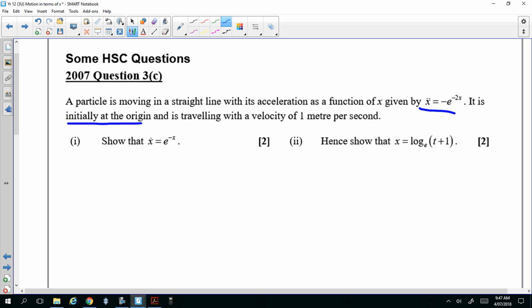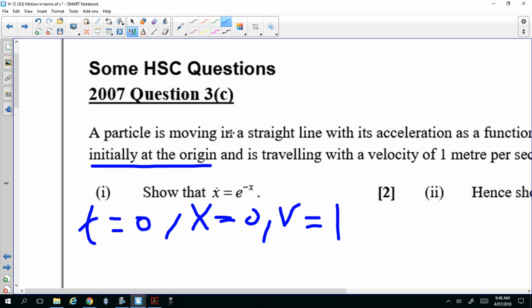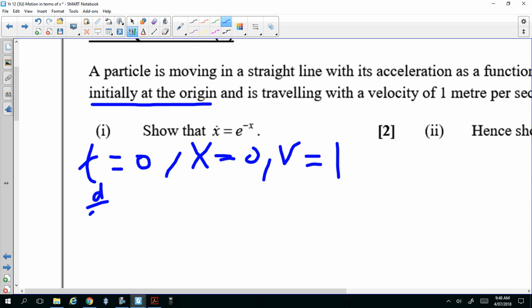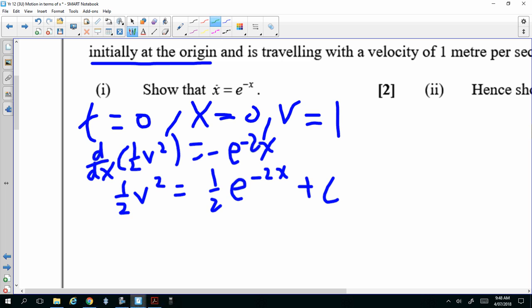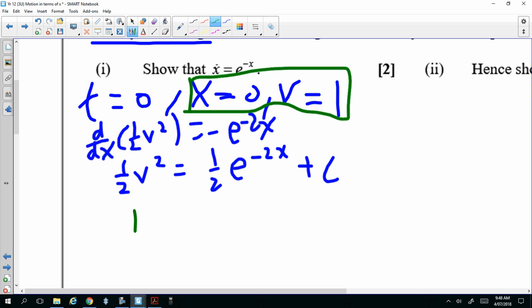So let's write down the result. d over dx half v squared equal to negative e to the power negative 2x. When we integrate, we get half e to the power negative 2x plus c. And we use the condition when x is 0, v equal to 1. So you substitute 1 into v, 0 into x. And you get half times 1 squared, half e to the power of 0, plus c. So you end up getting half equal to half plus c, so c equal to 0.